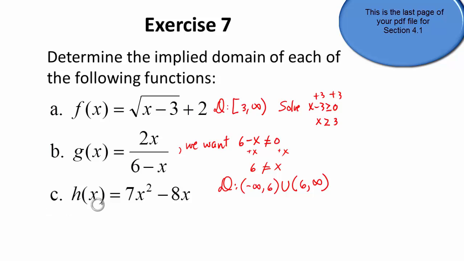Now what about letter C? You have h of x equal to 7x squared minus 8x. When you have 7x squared minus 8x, there's really no restriction, because you can always square any real number, you can always multiply a real number by another constant, and then you can take this sum. So here the domain would be all real numbers.